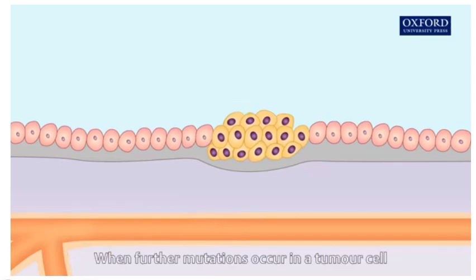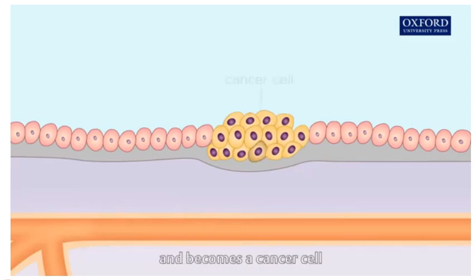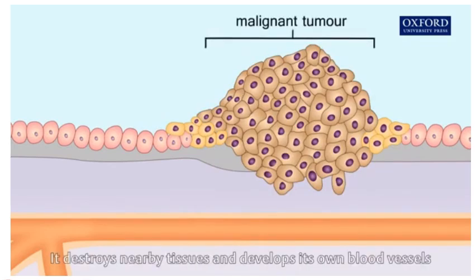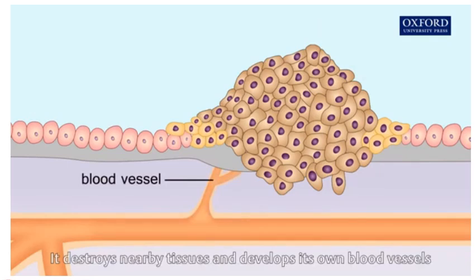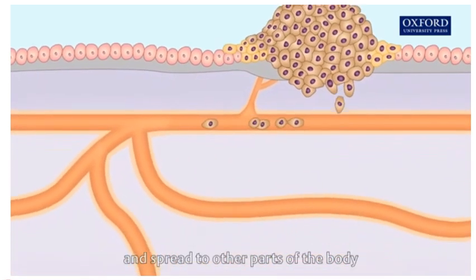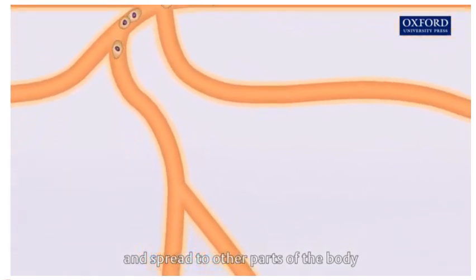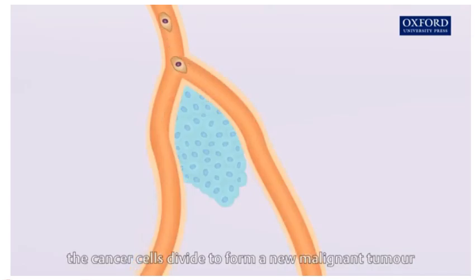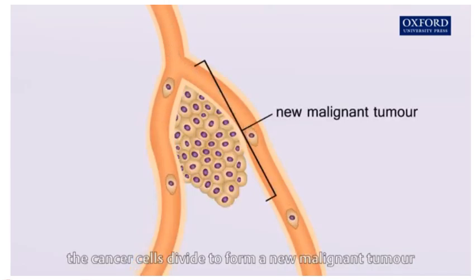When further mutations occur in a tumor cell, the tumor cell has an increasing tendency to divide and becomes a cancer cell. A malignant tumor forms. It destroys nearby tissues and develops its own blood vessels. Some cancer cells may enter the bloodstream and spread to other parts of the body. At the new site, the cancer cells divide to form a new malignant tumor.